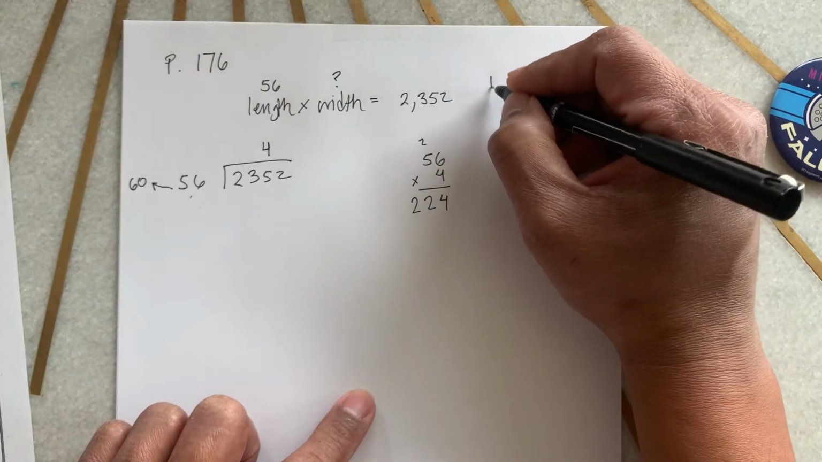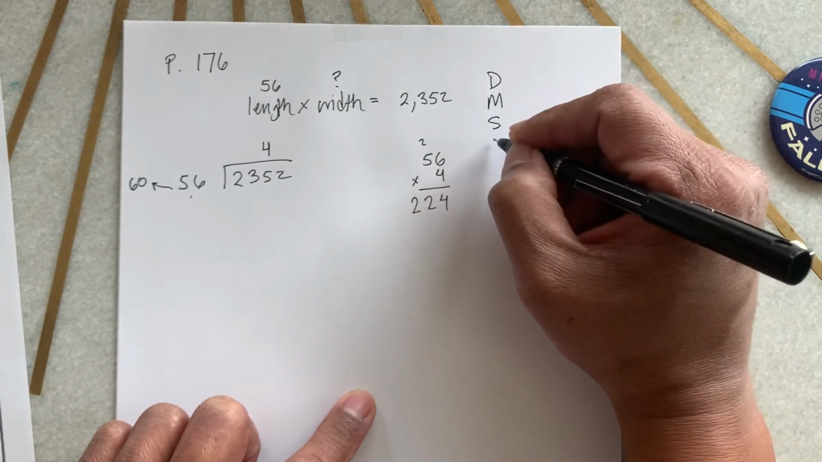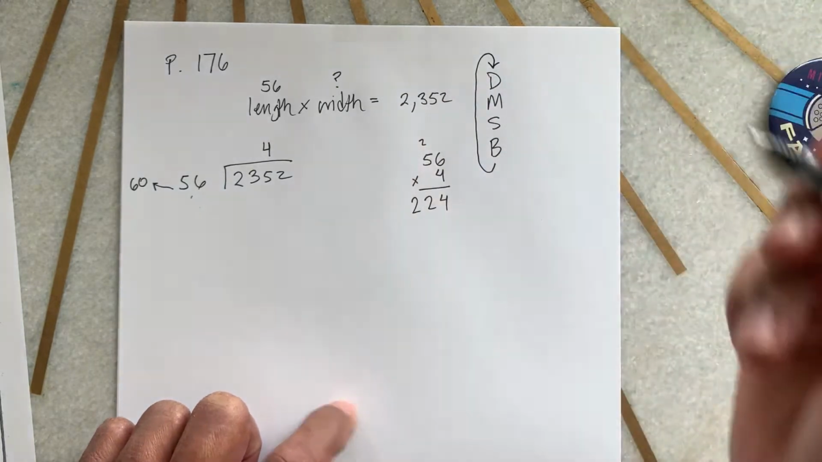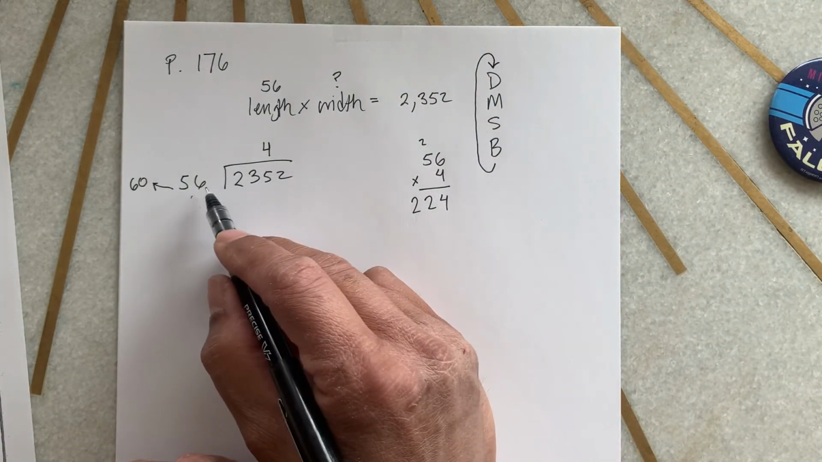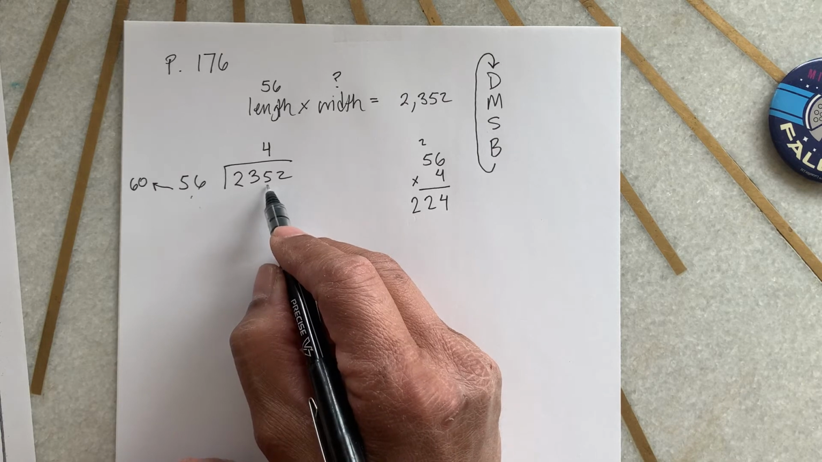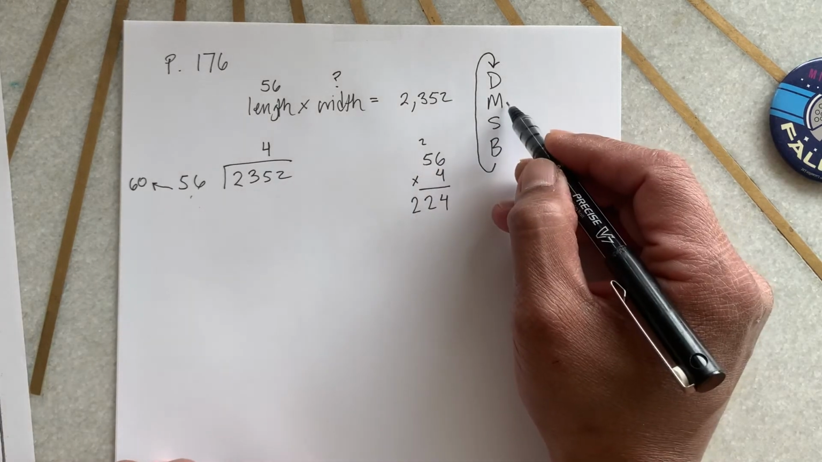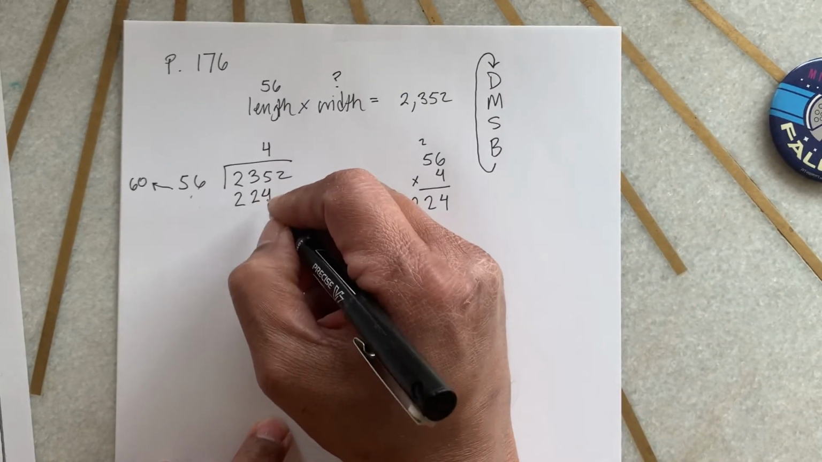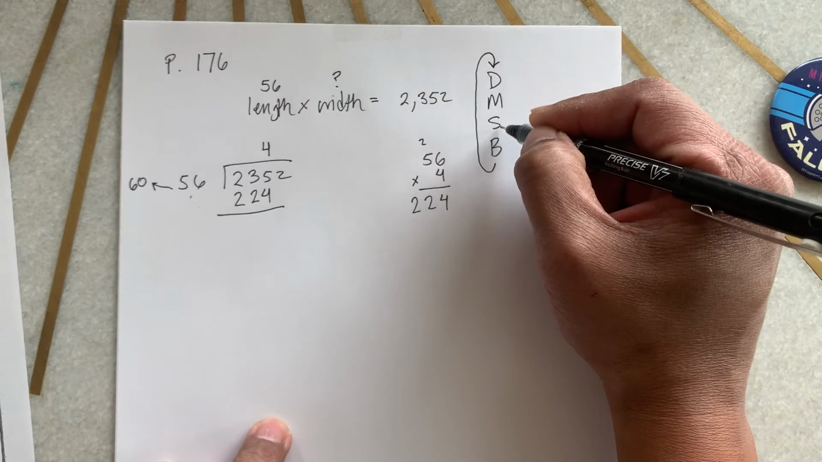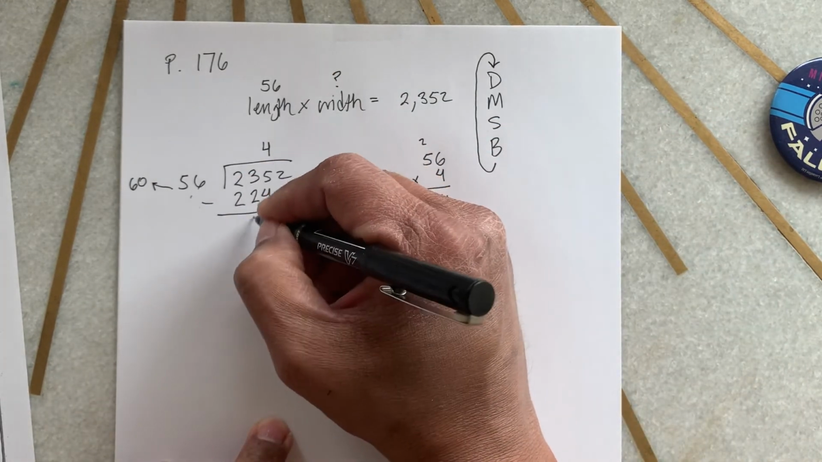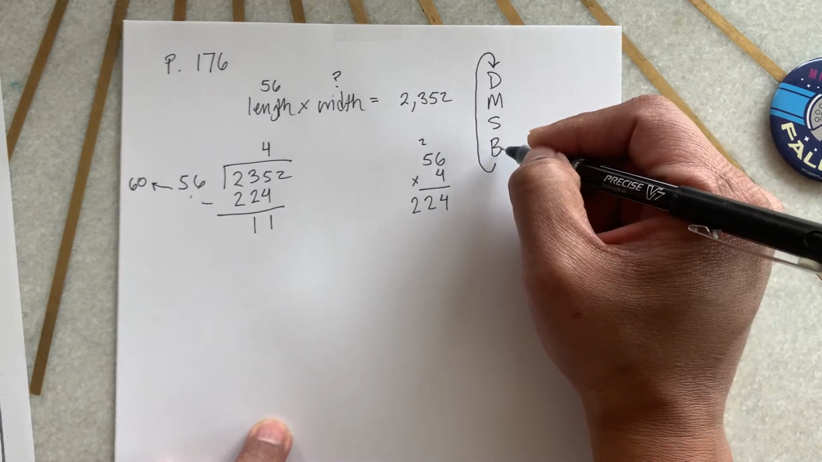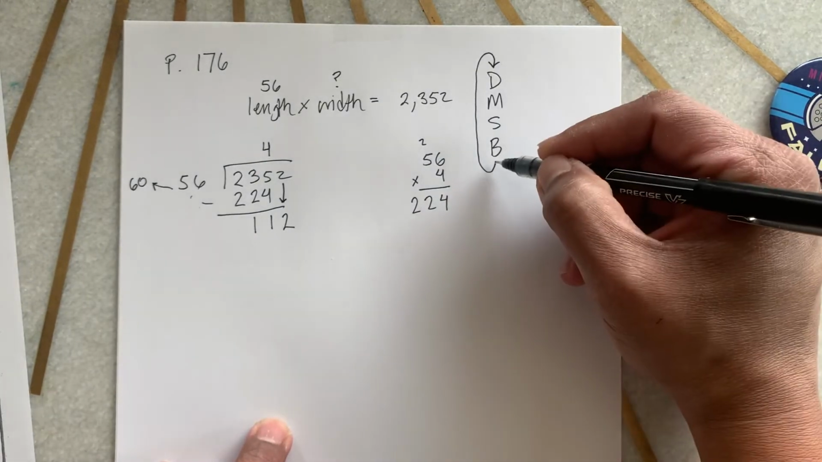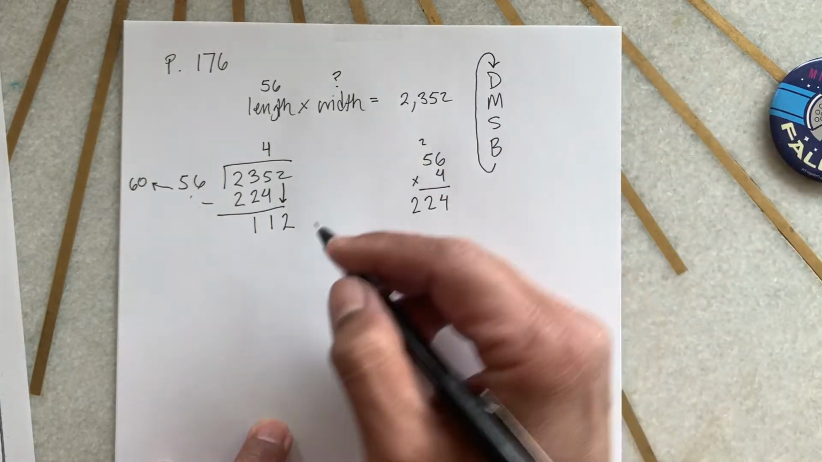And almost forgot, don't forget, divide, multiply, subtract, and bring down. And don't forget that it's a cycle. So I just divided how many 56s are in 235. I got 4. Next step is multiply. 4 times 56 is 224. I'm going to subtract now. 1, 1, and then bring down the 2. And I like to draw the arrow. And now I'm going to go back up again to divide.